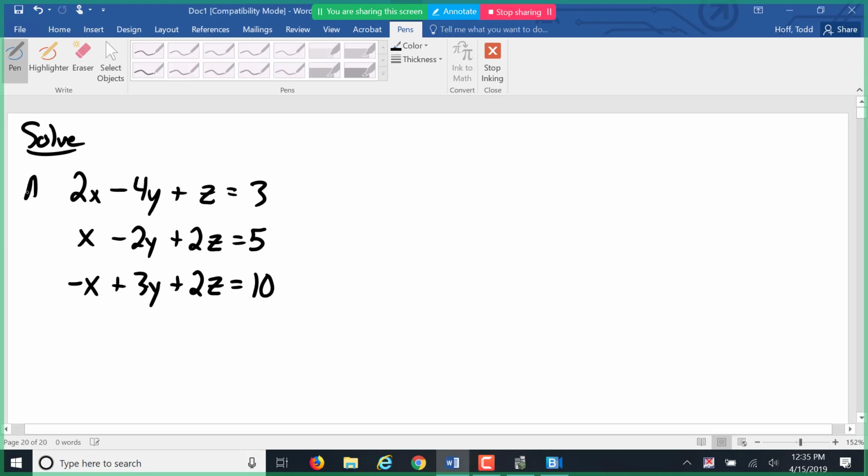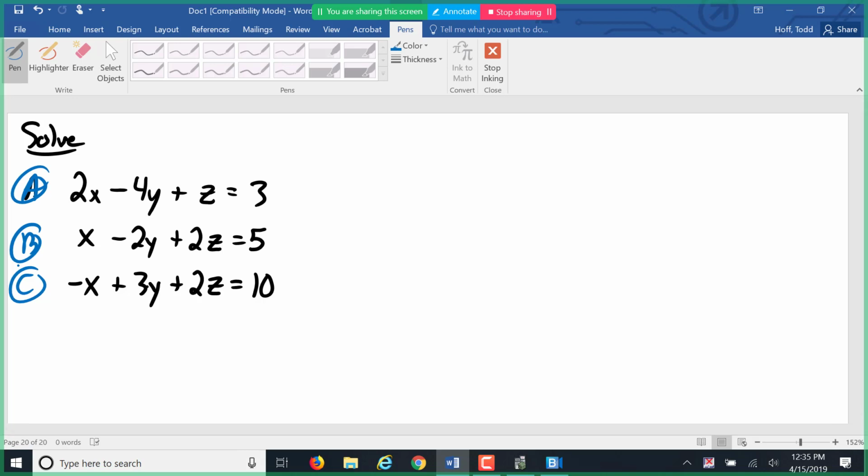So I'm going to label them just A, B, and C again. And let's go ahead and solve. Now, it doesn't matter what method we use. We could use one of the matrix methods we talked about last Wednesday, or we can use substitution, elimination, addition, whatever method works best for us. I'm looking at these, and I'm going to use the addition method.